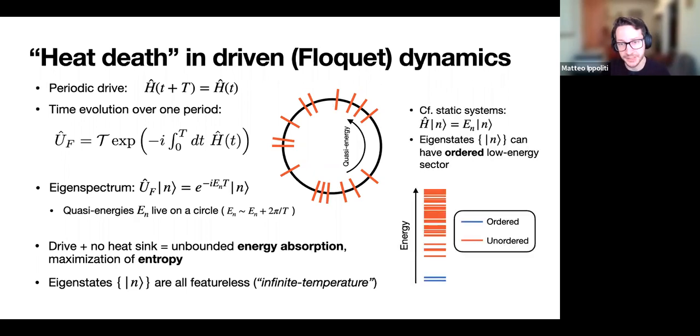And this is to be compared with the situation in a static Hamiltonian system where the eigenvalues are actually living on a line, and we have ground states and a low energy sector potentially that may exhibit quantum order in the form of symmetry breaking, topological order, and so on. So here we would recover these kinds of high temperature unordered states only at sufficiently high energy in the spectrum. But this distinction is not there in driven systems. So in principle, we expect all the states to be thermal.